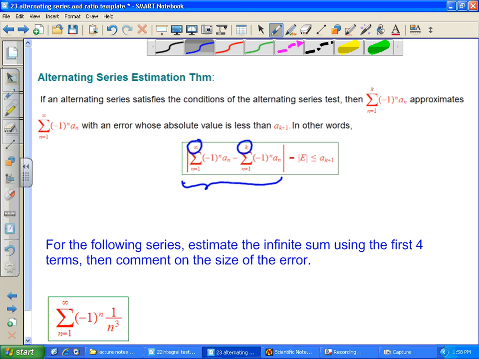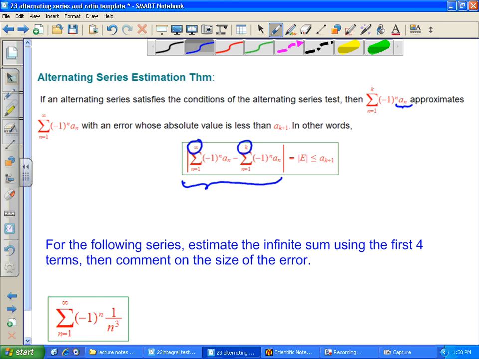Here's what it says. The error, or the difference between the infinite sum and the finite sum of adding k terms, that is called the error. It is going to be less than the next unused term. Really, it's just a positive, you disregard the negative 1 to the n portion and just look at the a sub n portion. So the difference between adding up infinitely many terms and finitely many terms is going to be less than the next unused term. For example, if you add up the first 10 terms, the error will be less than which term? The 11th term. Just look at the absolute value of the 11th term. The error will be less than that.